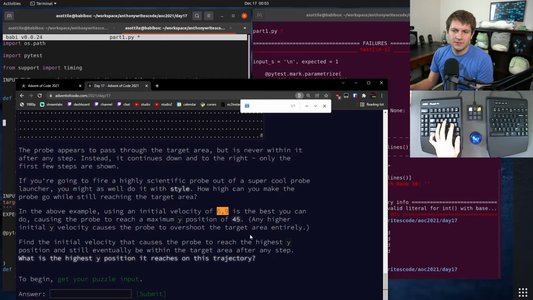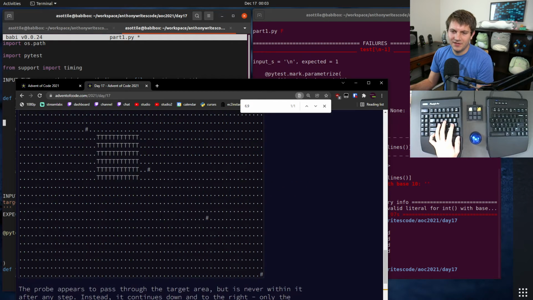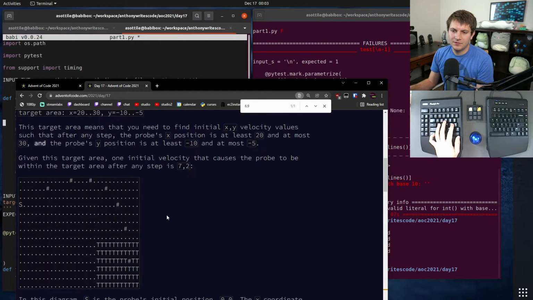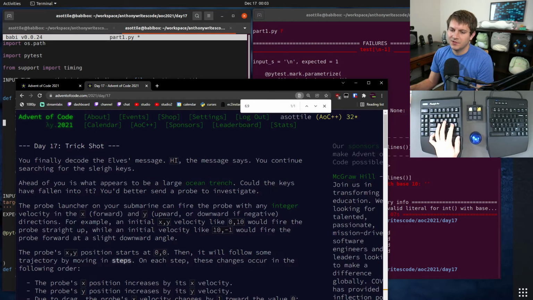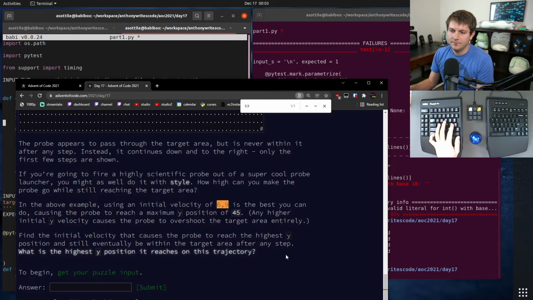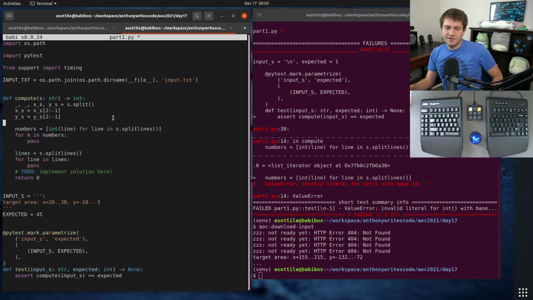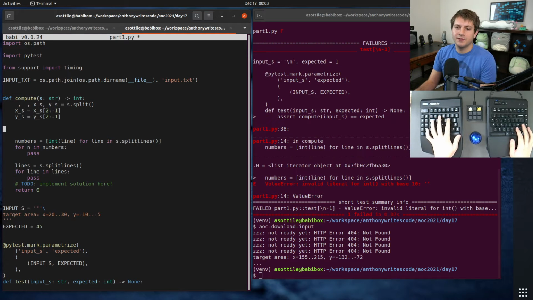Damn it. Which above example? I don't know which one that was. Okay, well maybe our test is garbage then. So that's not super helpful. We still need to parse these integers out.